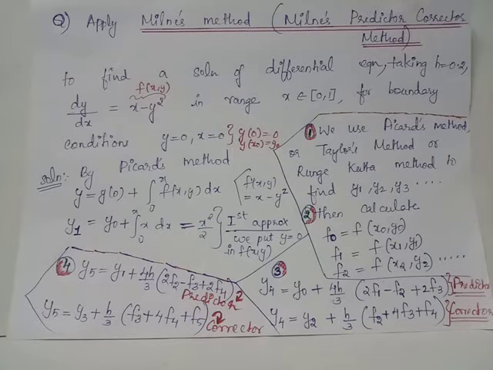Milne's method, also known as Milne's predictor corrector method. This is one of the numerical methods to solve differential equation of the form dy by dx equals f of xy with the initial condition y of x naught equals y naught.